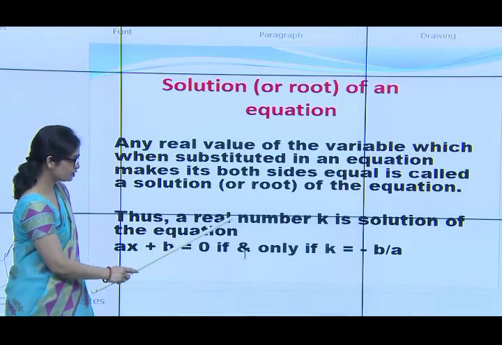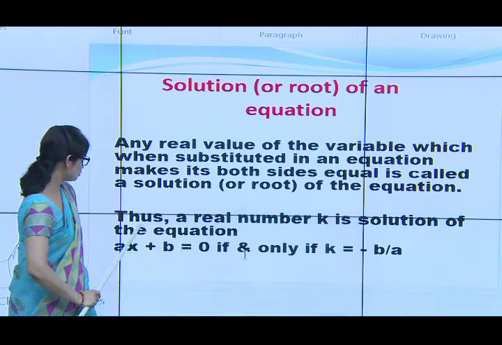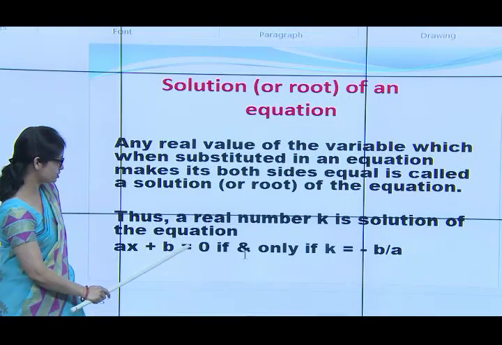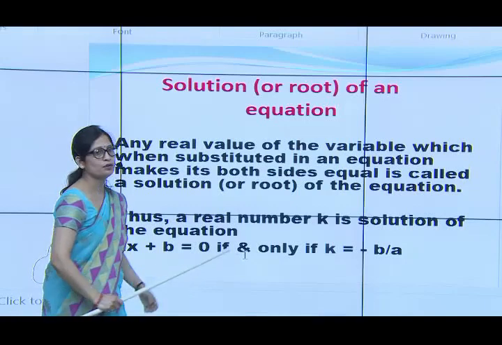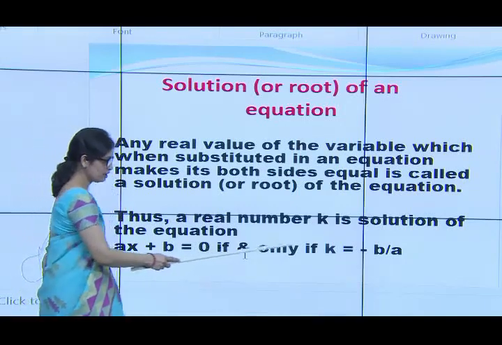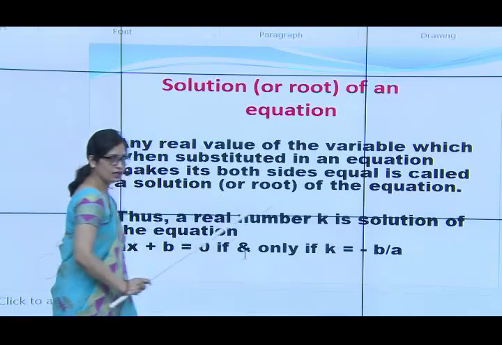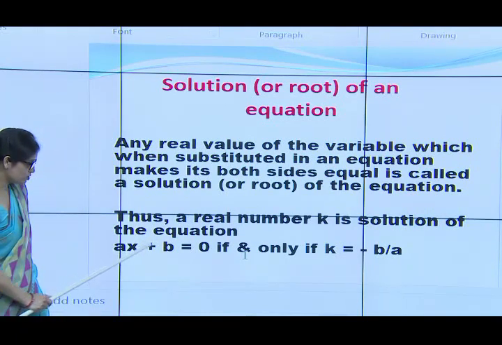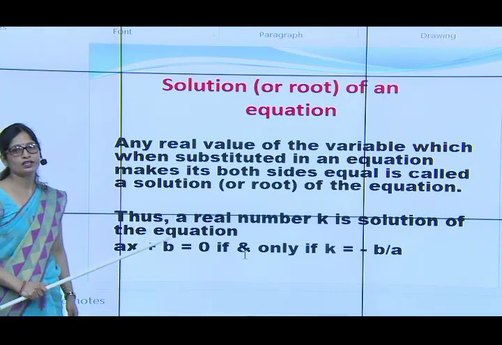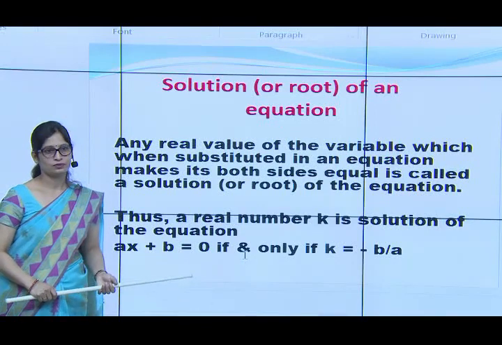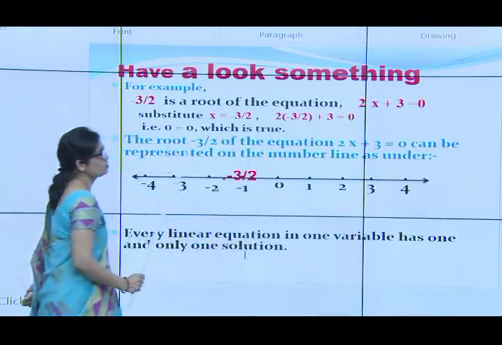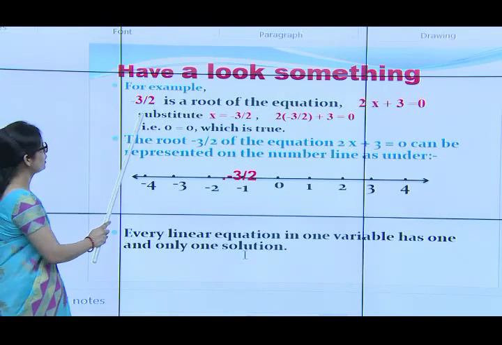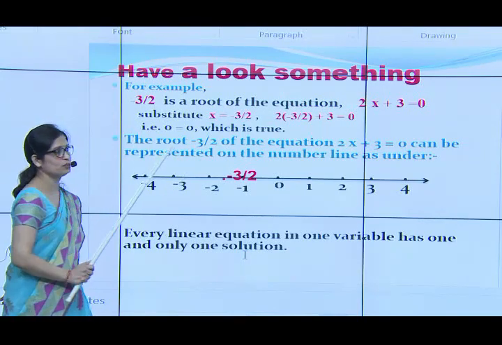Thus, a real number k is a solution of the equation ax plus b is equal to 0 if and only if k is equal to minus b upon a. Or we can say that this minus b upon a is a unique solution of this equation ax plus b is equal to 0. If we consider this example 2x plus 3 is equal to 0 and we take the value x equal to minus 3 by 2.